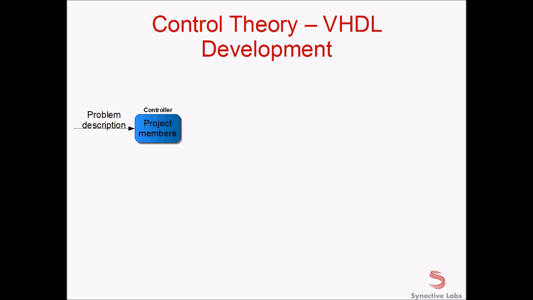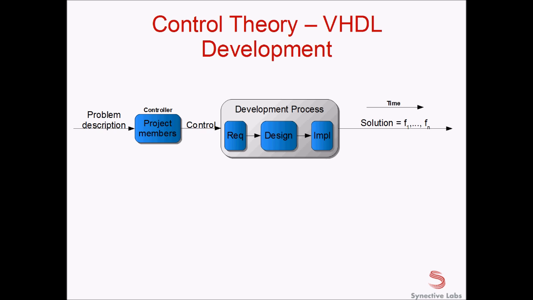Now, if we apply this to the VHDL development process, we see that we also have a controller. The project members take a problem description from the customer and use that to control the development process where we do requirement, design, and implementation work. The output of this process is a number of features that together build a solution to the problem we have.